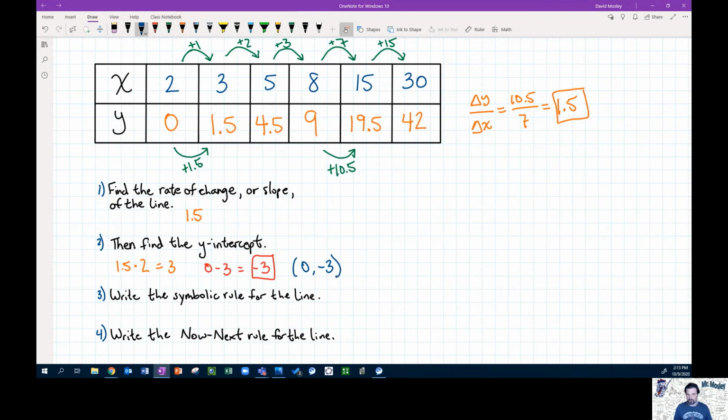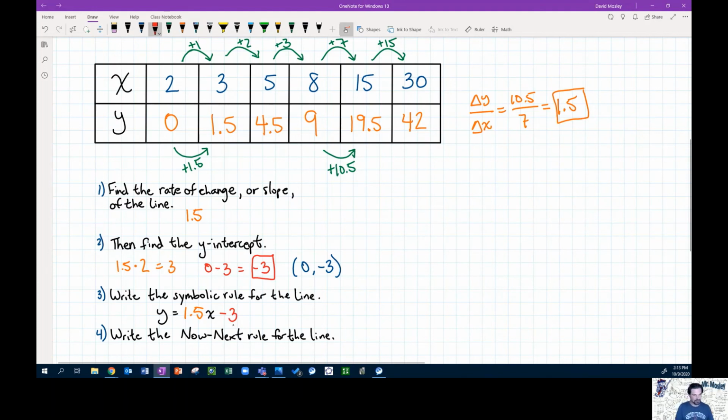Next, symbolic rule. Again, I have the slope and I have the y value of the y-intercept. So I get my rule, y equals 1.5x, and in this case, minus 3. Okay, now that's our rule.